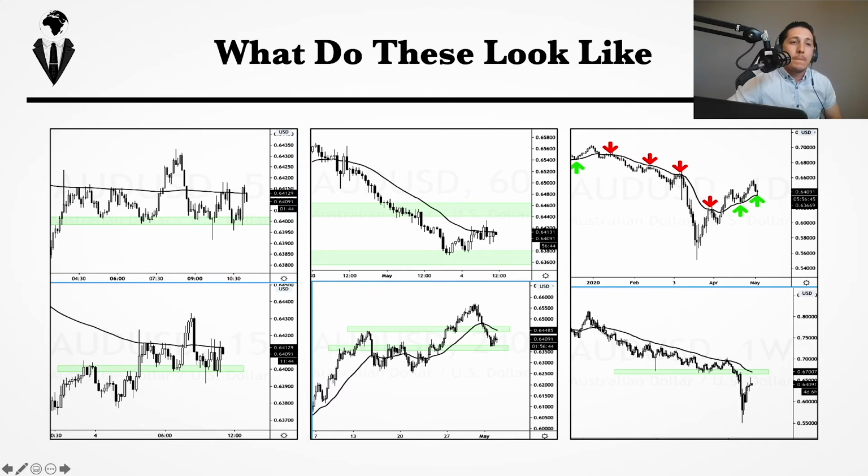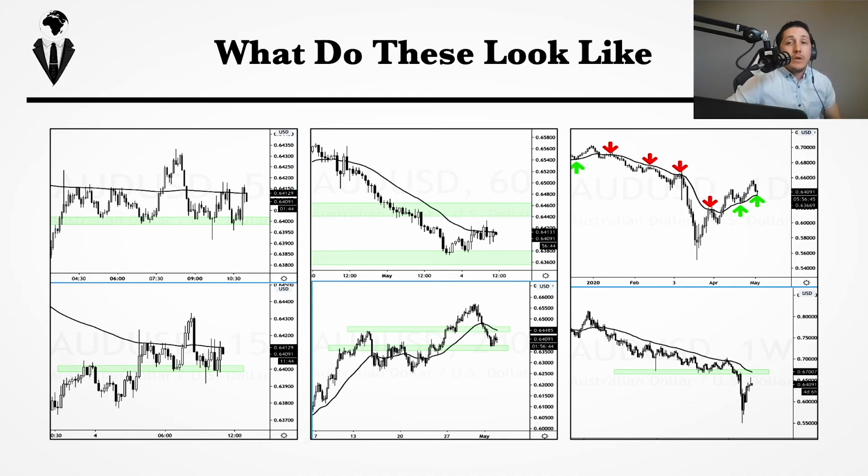Now here, this is going to be our weekly chart. So as you can see, for a year's worth of data, we are currently below the average. So the average price for a rolling 52-week period, we are below that moving average.